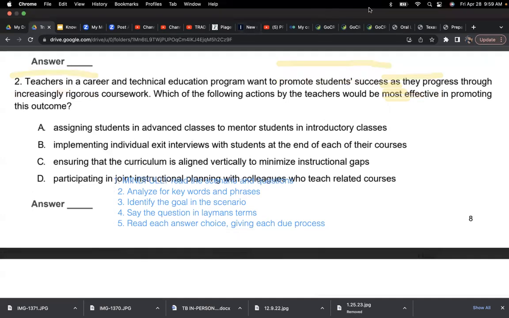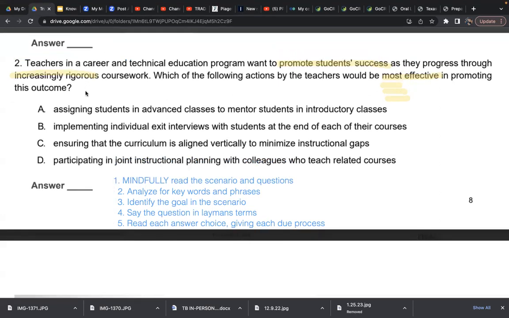So remember, maybe it'll be easier if I write our goal, although you won't be able to do that. But the goal is to support students as they move towards more difficult courses. The best way to support our students as they move towards more difficult courses. So, what about implementing individual exit interviews with students at the end of each of their courses? Would this support them as they move towards more difficult courses?